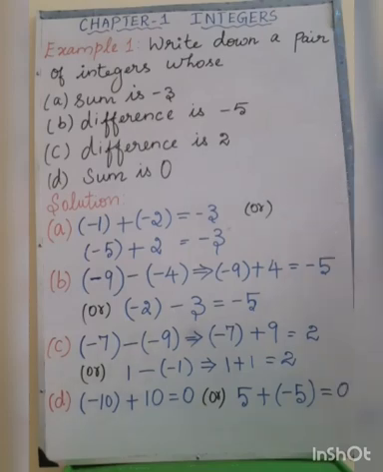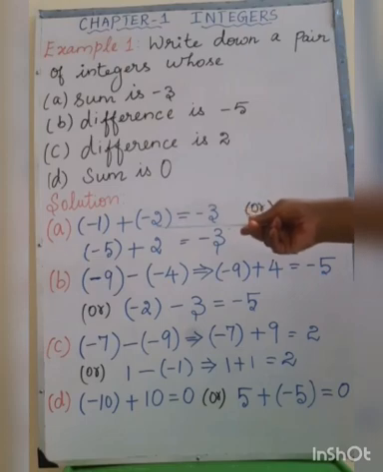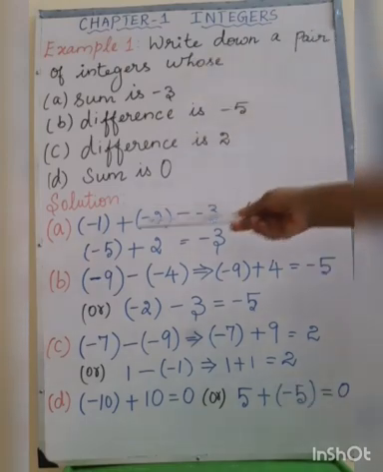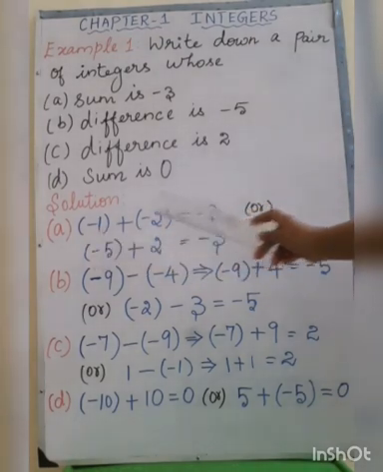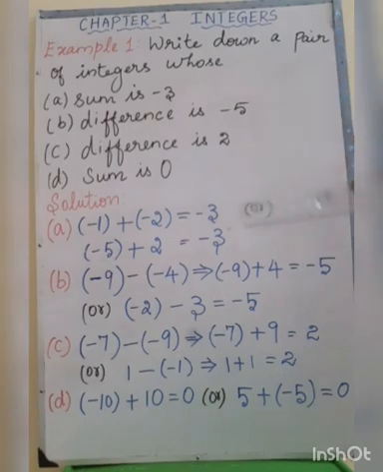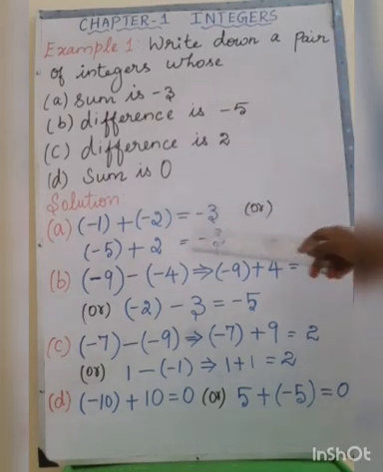Okay, solution. Which two numbers, when added, give the answer minus 3? The sum means added. Here we need a pair of integers, so take two numbers. In this sum there are many possible answers, but I take only two solutions.